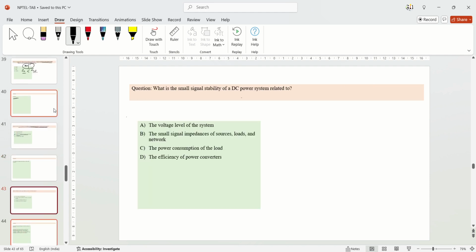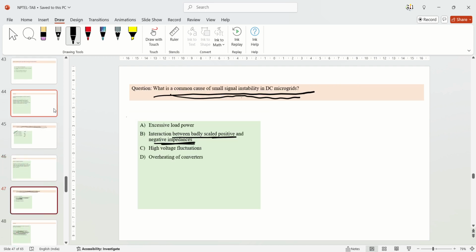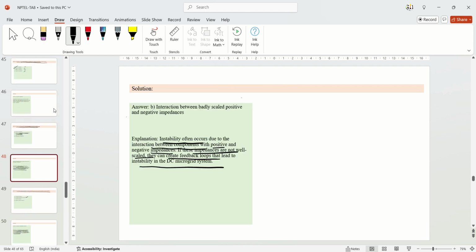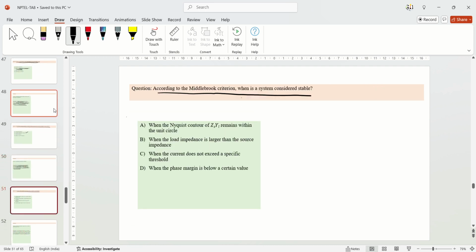Okay. Then small signal stability, how this power system is related to that. And second, what type of small signal impedance criteria applies to constant power devices. Then we have also studied the common causes of small signal instability in the DC microgrid. And then one of the stability analysis methods related to the power electronic based distribution system, that is the impedance admittance based method. That is the same criterion, that Z input would be greater than ZS. And also, according to the Middlebrook criterion, we have studied which system is to be considered stable.